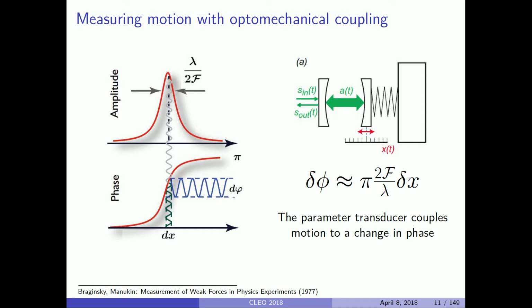And so what you can see here is that if you have an optical laser field with a short wavelength and a high optical finesse, you can make that transduction very efficient. So a very small displacement gets transduced into a corresponding large phase shift.